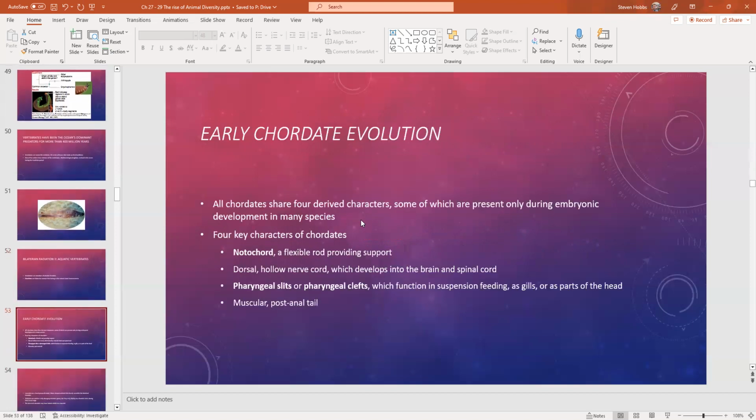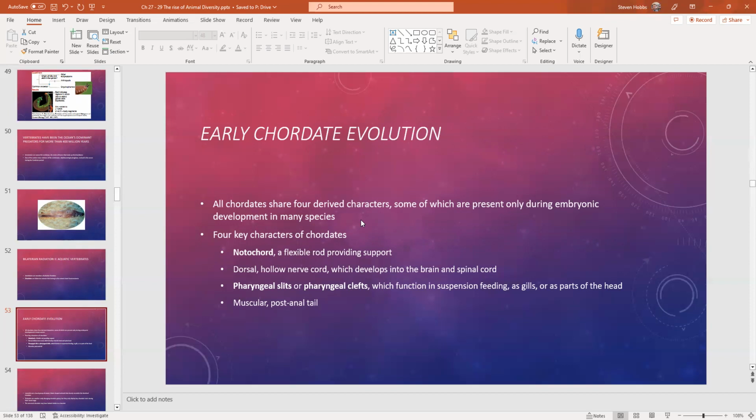So start off in the water. Later on, we'll get out on land. So all chordates have the 4 derived characters. A notochord, which is a flexible rod that provides support. A dorsal hollow nerve cord. We actually have a little tube, a little hole that goes down the spinal cord. It's called the central canal. That's then going to develop into the brain and spinal cord.